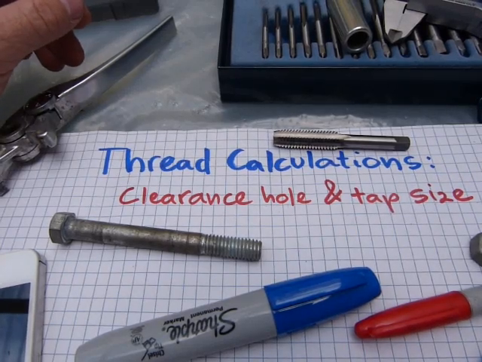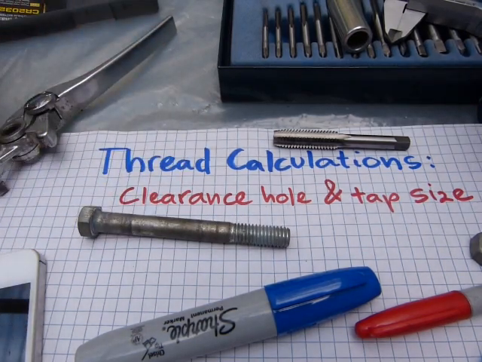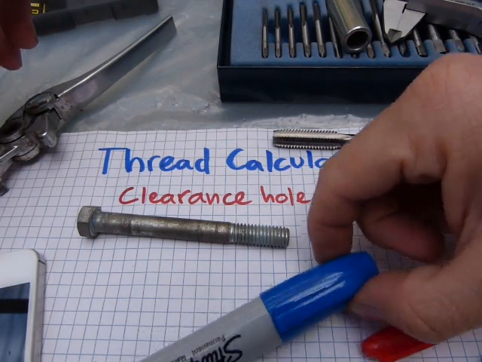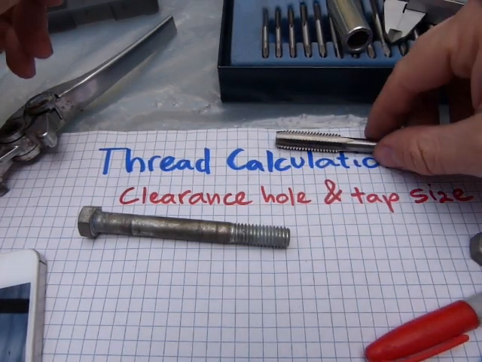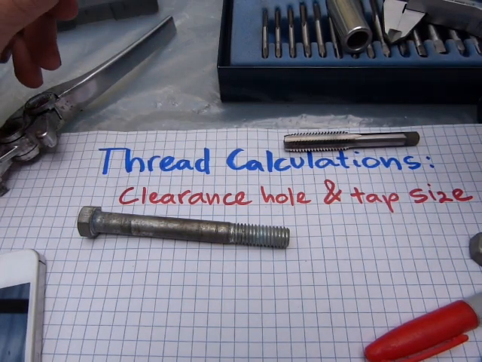Thread calculations are sometimes necessary on the job. When you don't have the actual fasteners with you, you're going to be getting those in 3 days time, but today you have to drill some holes and cut some threads. So I'm going to show you how some of those calculations, two of those calculations, are done.